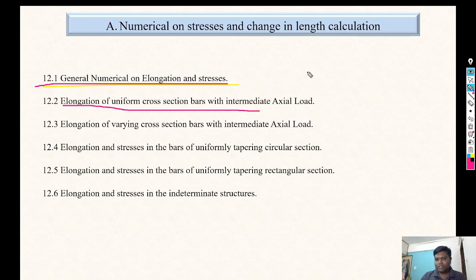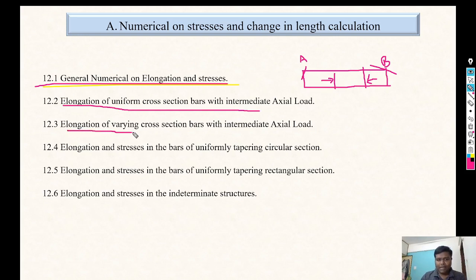Uniform cross section bar means the dimension of that bar is the same from the first point to another point. Let's say this is A, the first point, and this is B, the second point. Whatever dimensions we are considering from first to last, those dimensions are uniform, meaning the same. And some intermediate forces are acting on it. So that type of numerical is called a uniform cross section bar with the intermediate axial load.